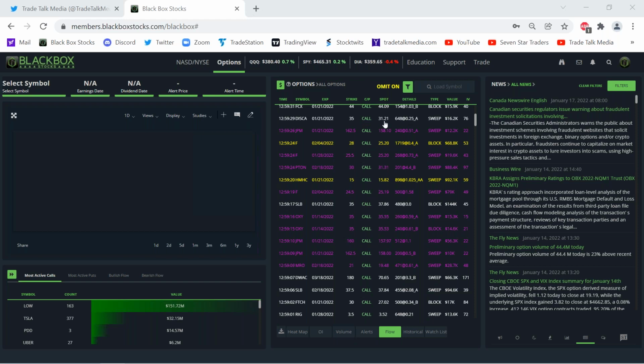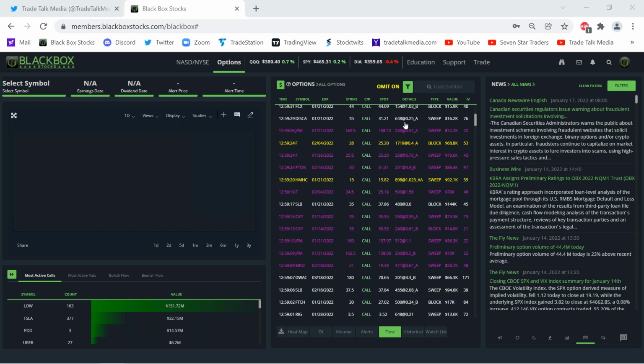That means that this was trading at 31.21 when they bought a $35 call. So we're using the spot price here to determine how far in the money or out of the money these contracts are. So DISCA was trading at 31.21 and they bought a $35 call. So we're going to look at that and say that's roughly $3.79 out of the money for a contract that expires 121. And we're going to use that information to decide if we're going to follow that or if that meets the criteria that we're looking for.